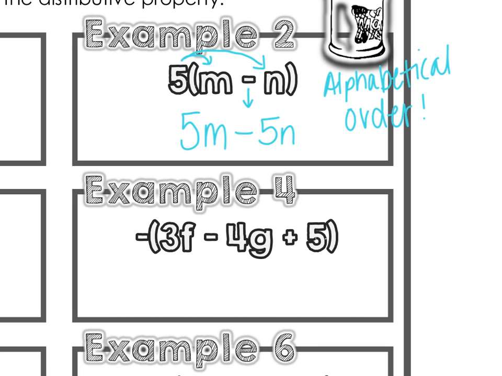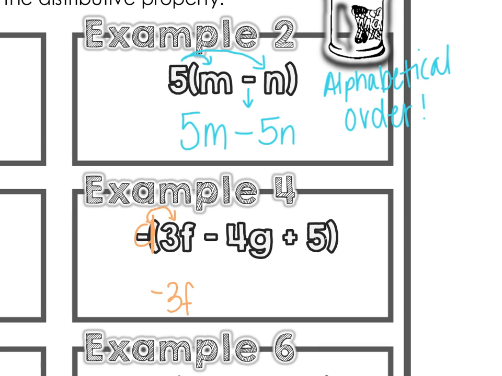All right, now let's do example 4 while we're here. Looking at this one, we are distributing a negative, and I can write an imaginary 1 in here. So negative 1 times 3f is going to be negative 3f.